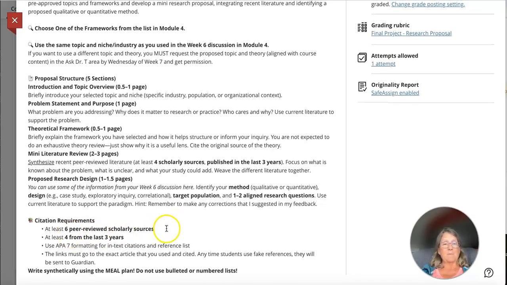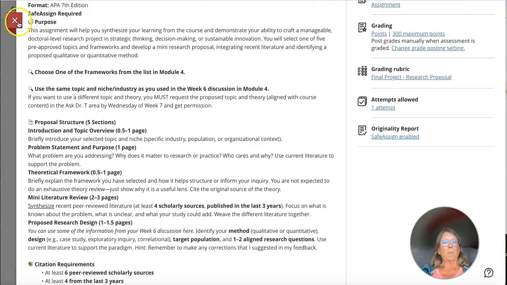You need 6 peer-reviewed scholarly sources. At least 4 of them have to be from the last 3 years. Please, please, please verify that you're using APA 7, that you've included working links, and that the links go to where they're supposed to go. Write synthetically. Use the meal plan. Do not give me a bunch of bulleted or numbered lists. That is your big paper.